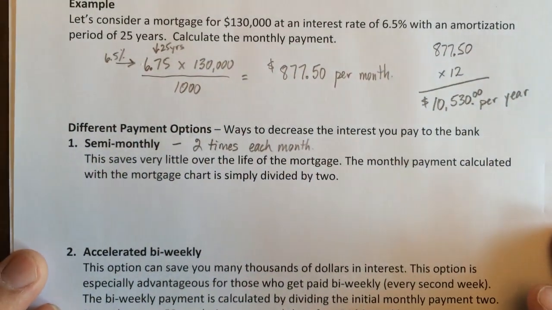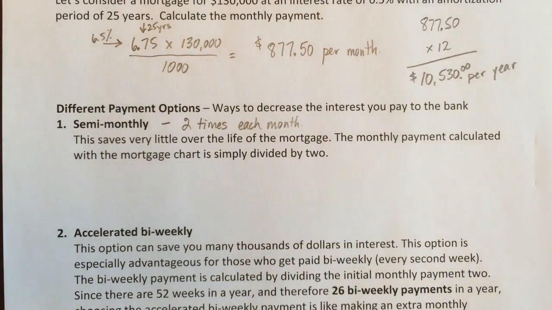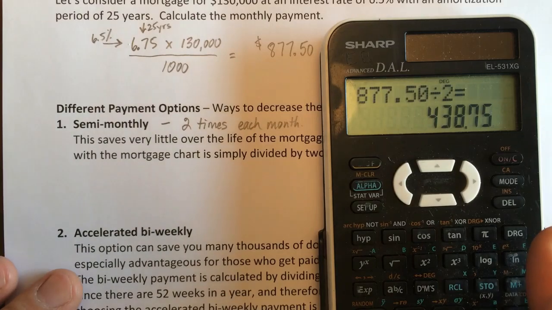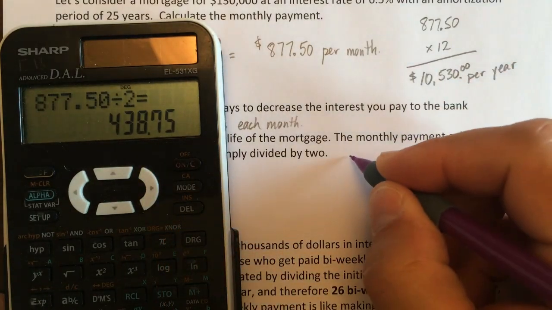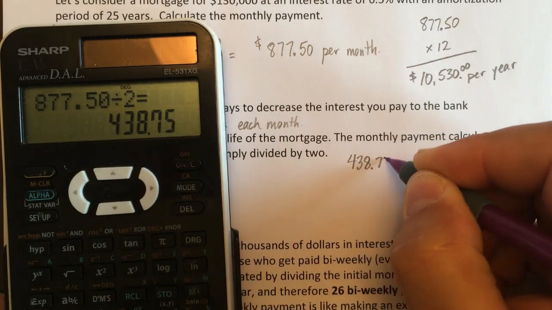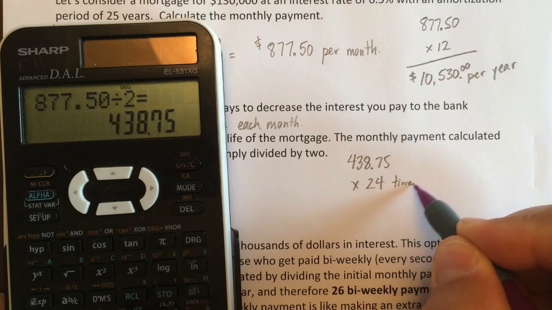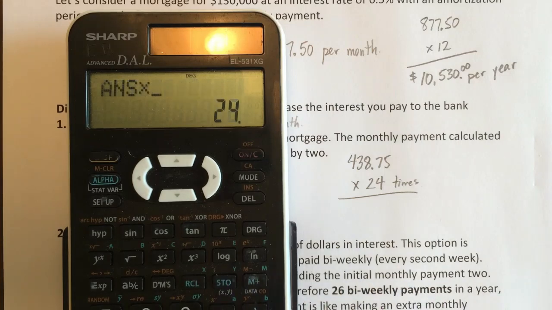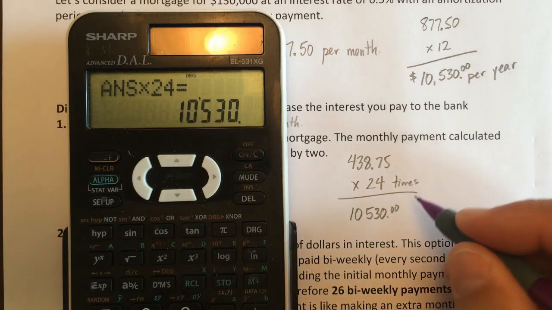Now, when you pay twice each month, you're really not going to save a whole lot of money over the life of the mortgage. And the reason why is you're going to pay half the monthly amount. If the monthly amount was $877.50, and if I divide that by 2, I would pay $438.75 twice each month. So not 12 times, but because it's twice a month, I will pay it 24 times. And how much money are you paying over the course of the year? If I multiply this by 24, it looks like I have exactly the same amount, $10,530 per year.